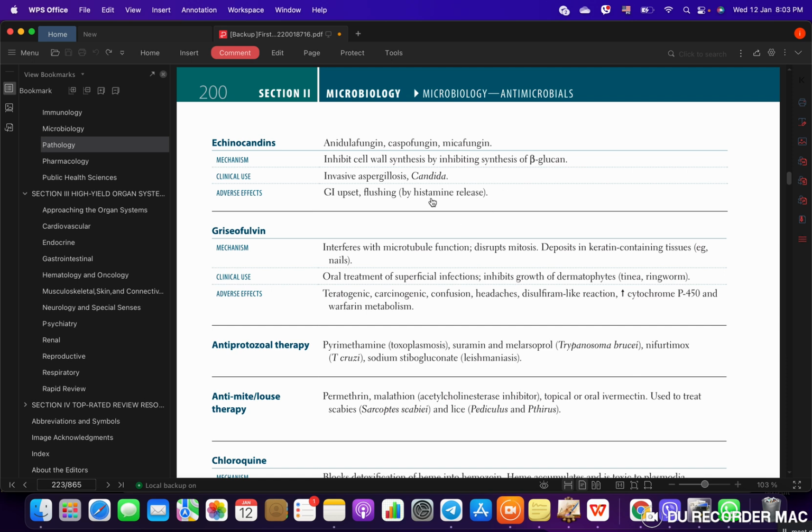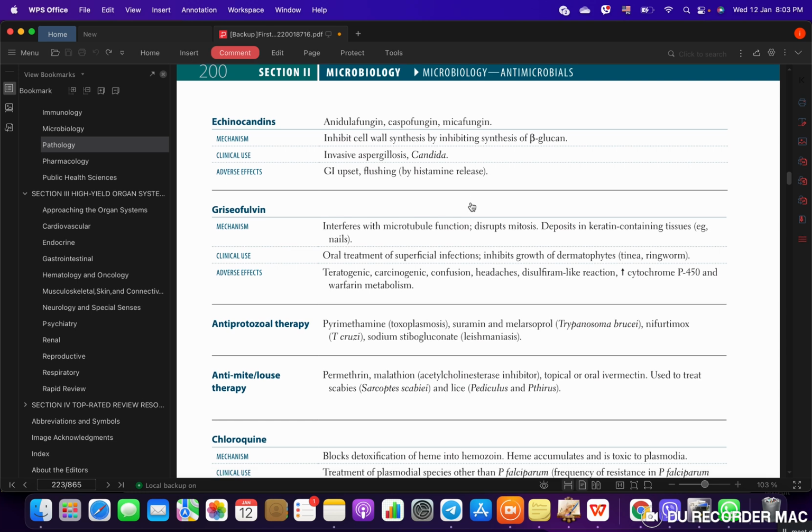So which drug can I give with it to prevent it? Yes, you can give an antihistaminergic drug like loratadine, diphenhydramine. Actually, we give it with diphenhydramine.